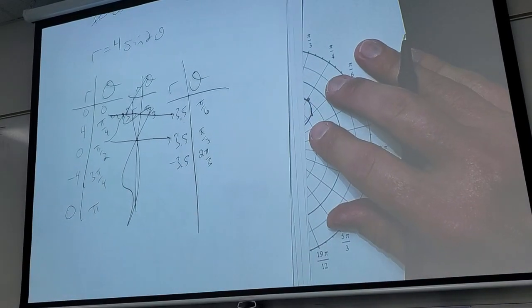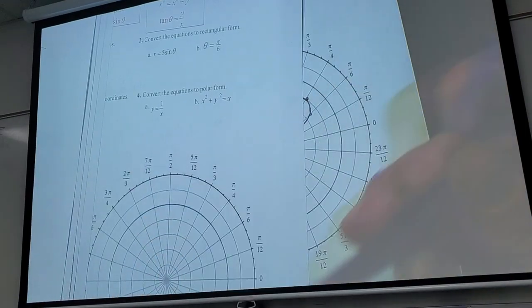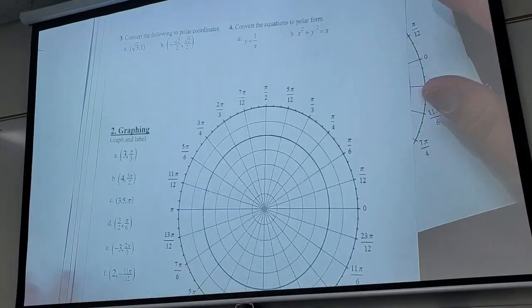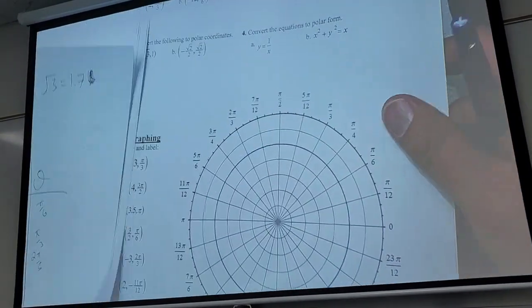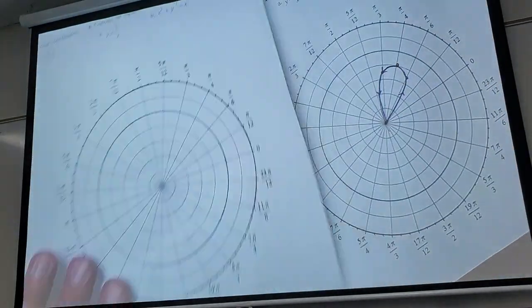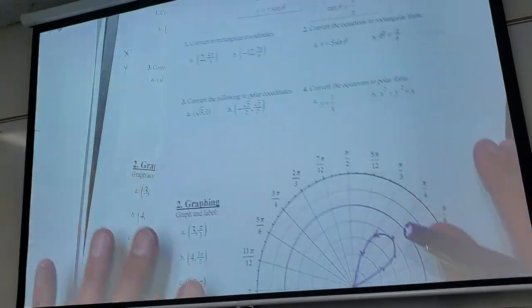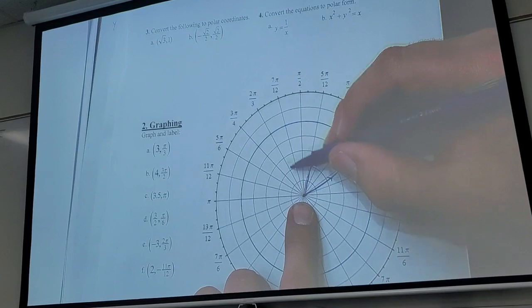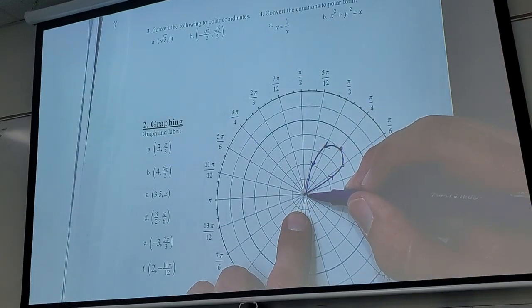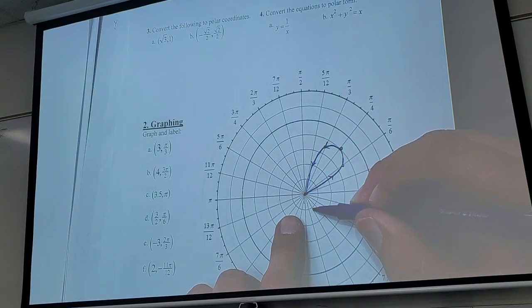So if I face 2 pi over 3, whoops, where'd my, there we go. Back one. This is the first one? Yes, thank you. If I face 2 pi over 3, I actually go back to 3.5.